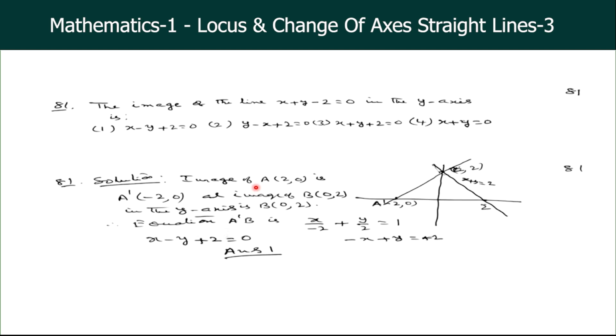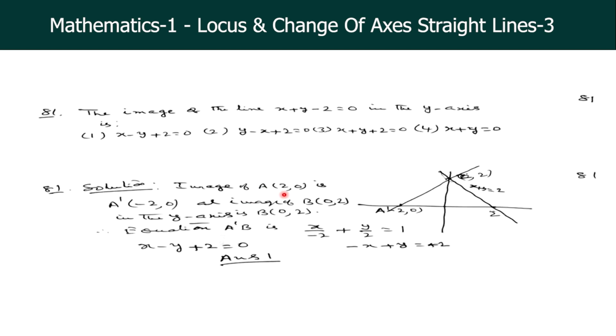See, the given line meets the coordinate axes in (2, 0) and (0, 2). So the image of A (2, 0) is A dash (-2, 0), and the image of B (0, 2) in the y-axis is B (0, 2). So therefore the equation of A dash B is x/(-2) + y/2 = 1, or x - y + 2 = 0. So correct option is 1.